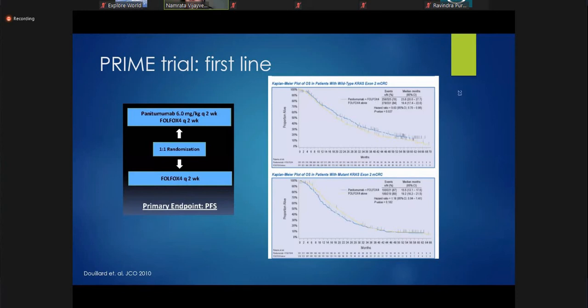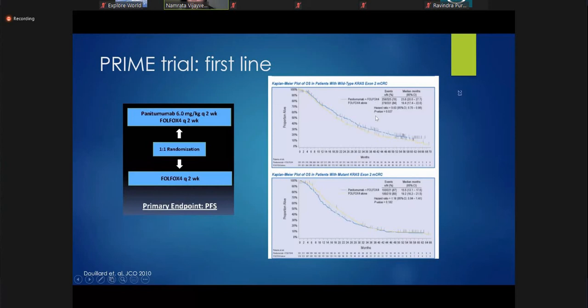So always in the wild-type population, giving panitumumab with FOLFOX had improved OS. The primary endpoint was PFS, which was statistically significant. The OS was actually not statistically significant for this drug in the whole population, but if you just take the wild-type population, the p-value was significant here too.